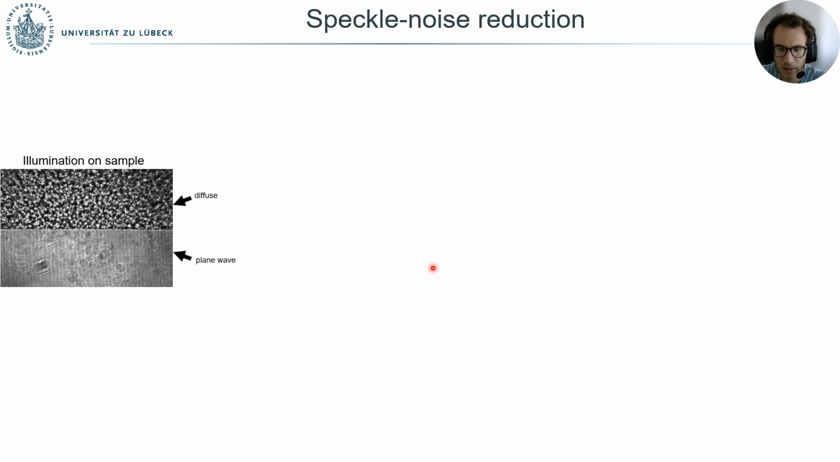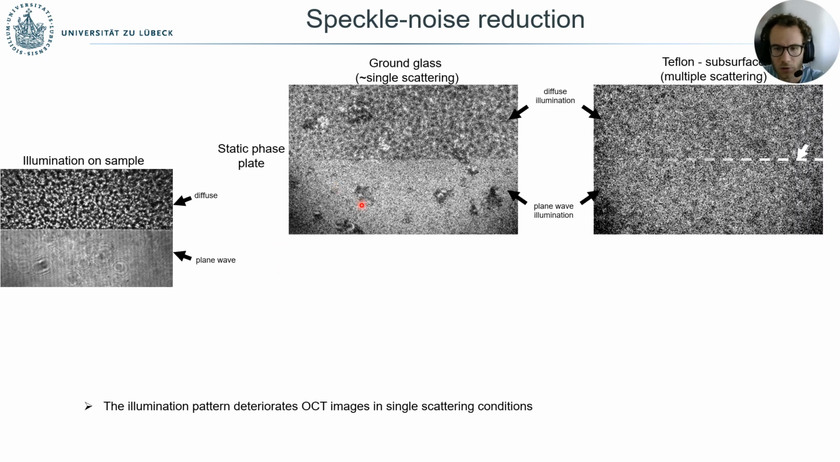To assess the effect of the diffuse illumination, it was only partly positioned on the optical path. So then we could look at the sample with half of the field of view being diffused and the other half of the field of view being a plane wave. And we saw different things with different samples. If we have something like ground glass, where we have single scattering or reflection, and we keep the phase plate static, then we see that the image is corrupted because we are projecting onto the sample an intensity pattern that hides the features of the sample.